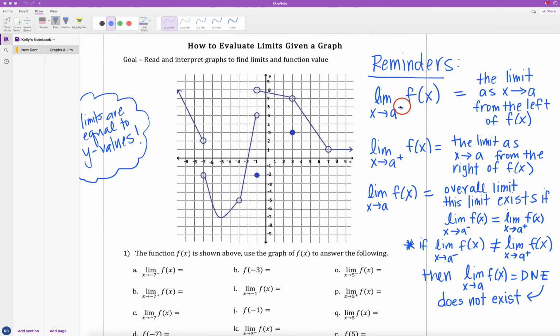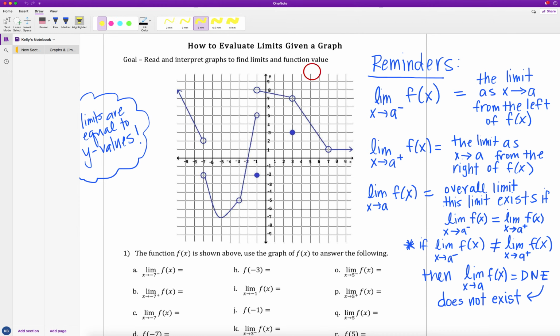left. So remember, this negative exponent is representing as we're approaching in from the left-hand side of f of x. Then our second notation says the limit as x approaches a from the positive side, or the right-hand side of f of x. And then our limit as x approaches a, where there's no superscript here, what that means is the overall limit. For the overall limit to exist, that means that the limit from the left has to equal the limit from the right, and if those limits were not equal, then we would say that the overall limit does not exist.